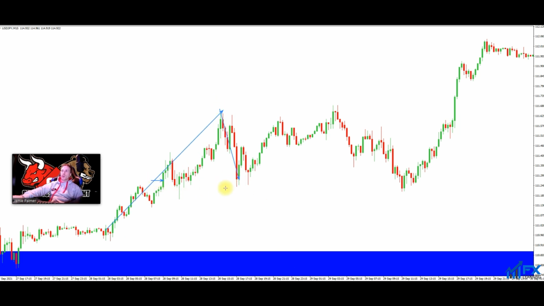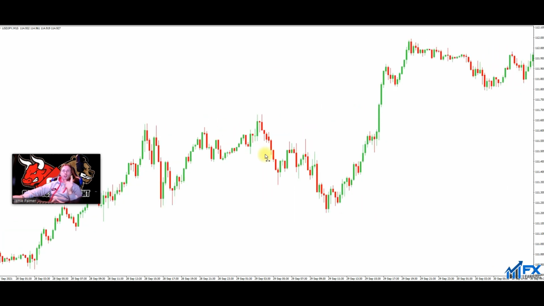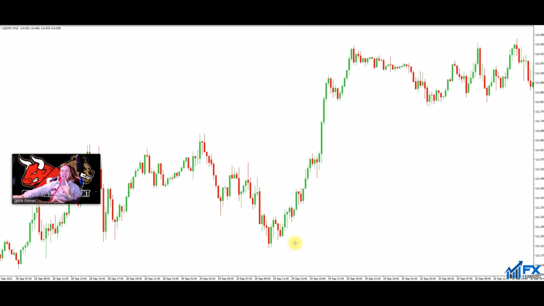Well, this is a good little buy off that support line. So that's great. Okay. Price comes up, pulls down like that there. Again, another nice little potential buy off a support line. Price rockets up as well. Now, what you see is this big move here.